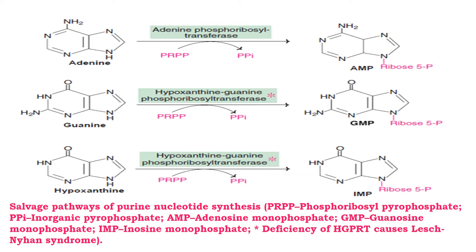The deficiency of HGPRT will cause Lesch-Nyhan syndrome. Lesch-Nyhan syndrome, because the salvage pathway cannot recycle this guanine or hypoxanthine. So this is what is called Lesch-Nyhan syndrome.